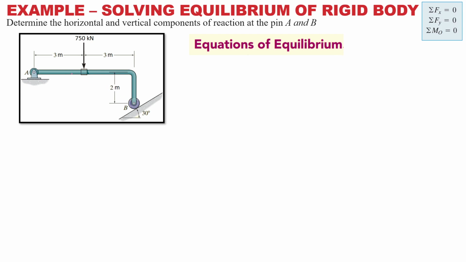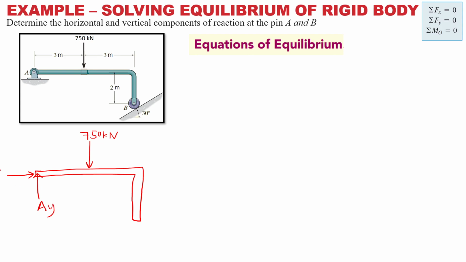Look at here. This is the body. This is the beam. It looks like an L. Like that. So now label all the forces involved. You have 750 kilonewton. This one is a pin joint. This one is an AY. This one is an AX.